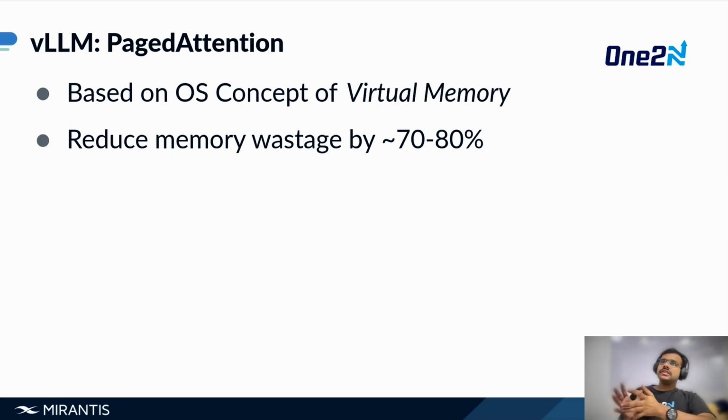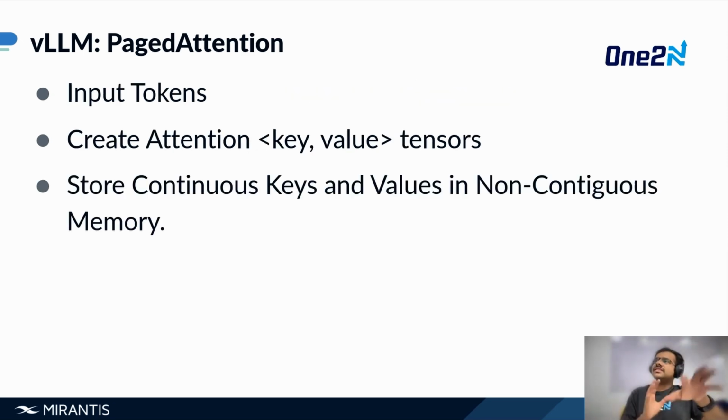So vLLM uses PagedAttention. It is an inferencing server, or a more accurate way to say it, it is an inferencing runtime, and it is based on the concept of virtual memory in operating systems, that you could have pages in memory aligned in a non-contiguous fashion, but to your application it looks as if it's contiguous memory. And if this is possible, we were able to reduce our memory wastage by 70 to 80%. So how it is supposed to work is that you have your input tokens, you create key-value pairs for your tensors, or the attention tensors. Let's not get into the details of them.